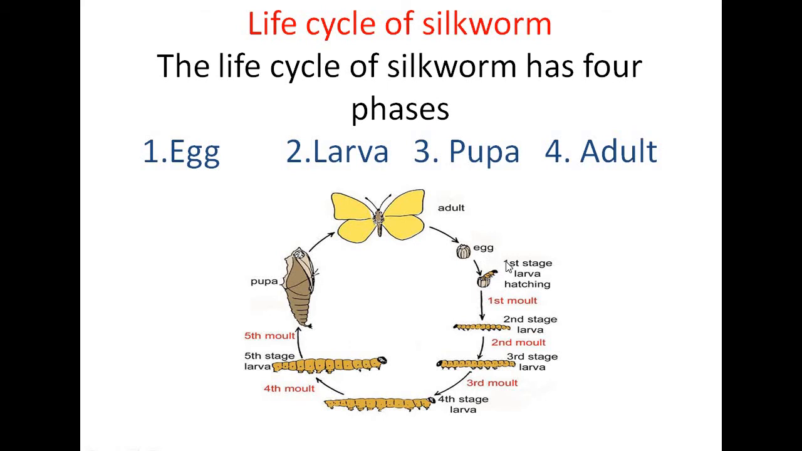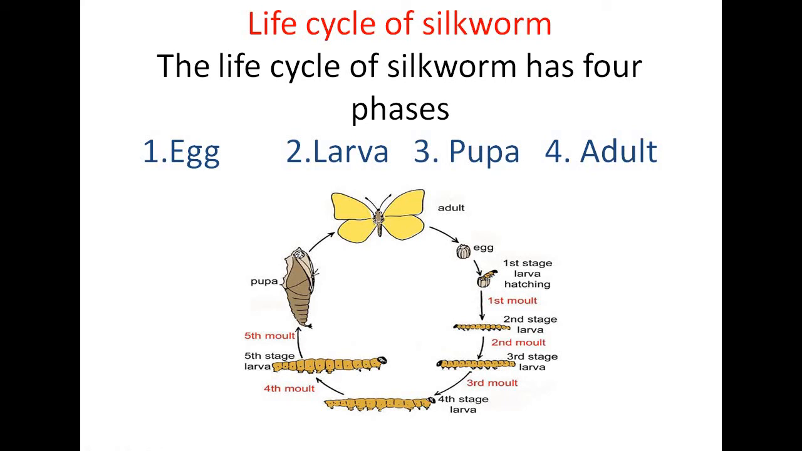After the egg stage, it goes into the second stage, that is the larva stage. In the larva stage, 5 molts occur. That means molting takes place 5 times. After hatching from the egg, the first molt takes place, similarly second molt, third molt, fourth molt, and fifth molt. What changes occur in these 5 molts we will discuss later, and it converts into pupa stage and then into adult. Again, the adult will take part in reproduction and eggs will be formed.